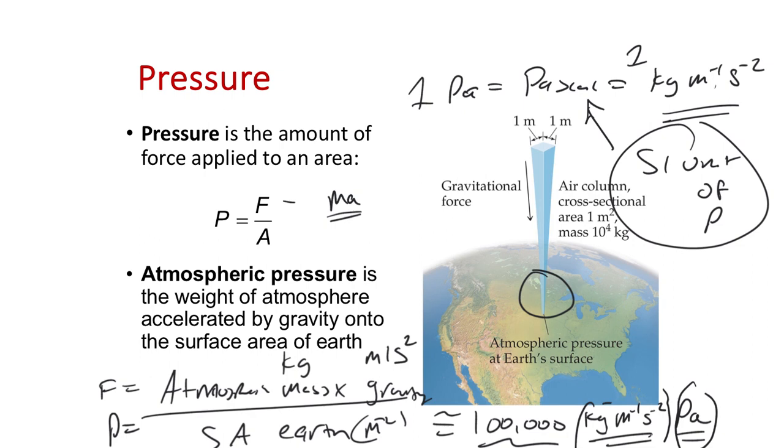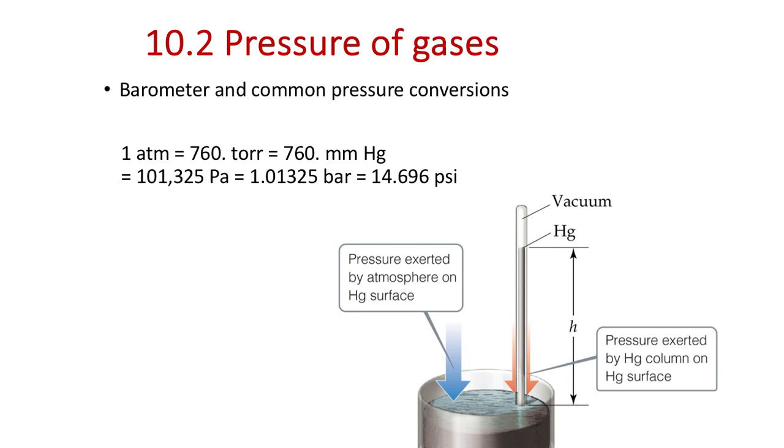Now let's, on the next slide, look at some different versions. So 1 ATM, this is what we think of as standard atmospheric pressure, like the standard atmospheric pressure on the surface of Earth. This is equal to about 760 millimeters of mercury.